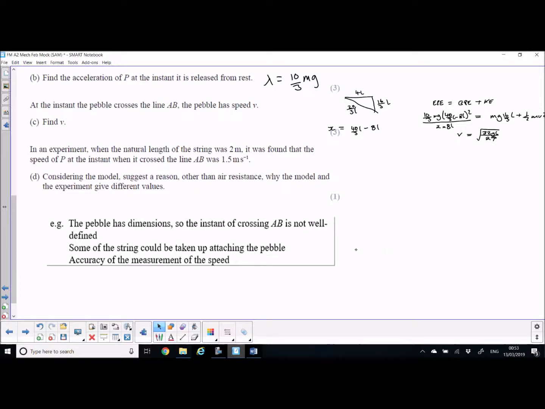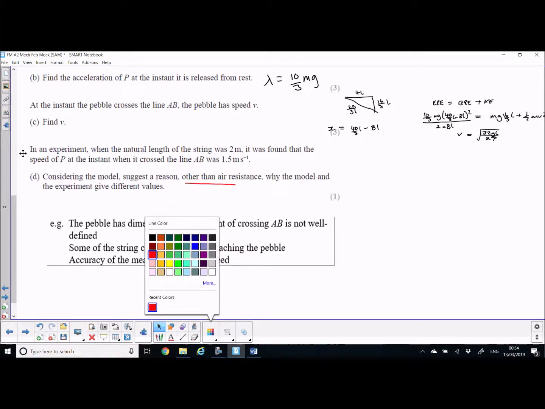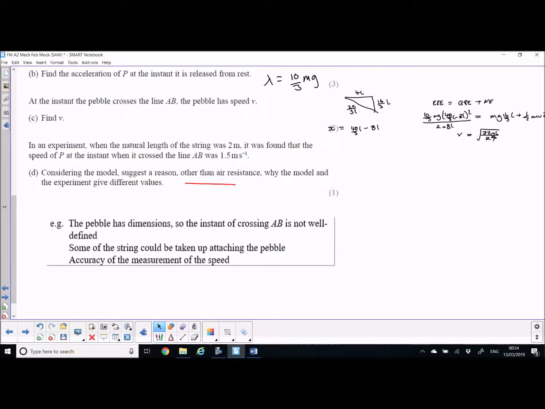The final part of this question about our elastic string was part D, which said to suggest a reason other than air resistance, because that's one that we quite commonly would put in as a modelling assumption, why the model and the experiment give different values. In their experiment, they've put the natural length of the string as 2 meters, and they found the speed of P at the instant it crossed the line was 1.5 meters per second.